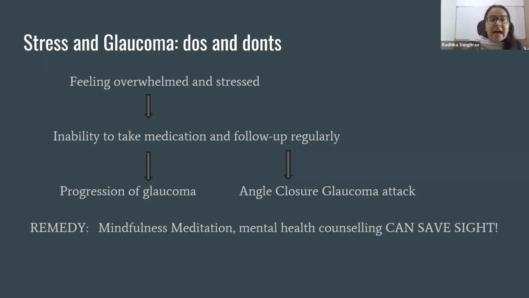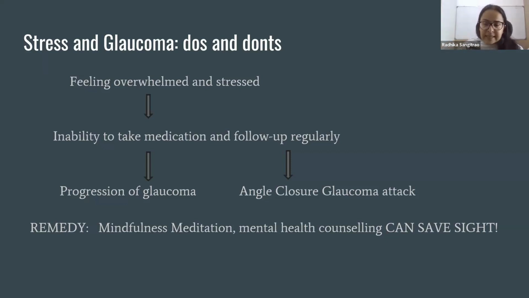Similarly, raised eye pressure can lead to weakening of the nerve of the eye, which is called glaucoma. When you're feeling overwhelmed and stressed, the eye pressure tends to rise, and there is worsening of the field of vision, or the optic nerve becomes weak.